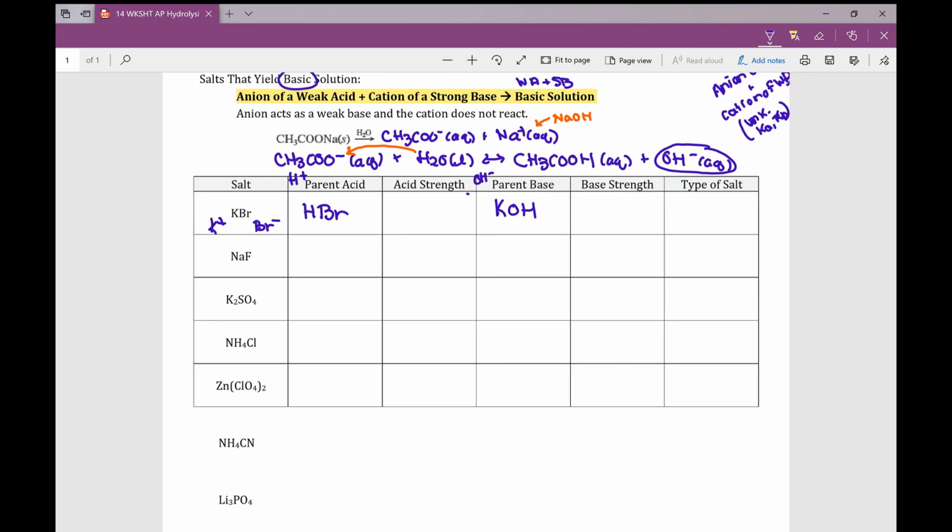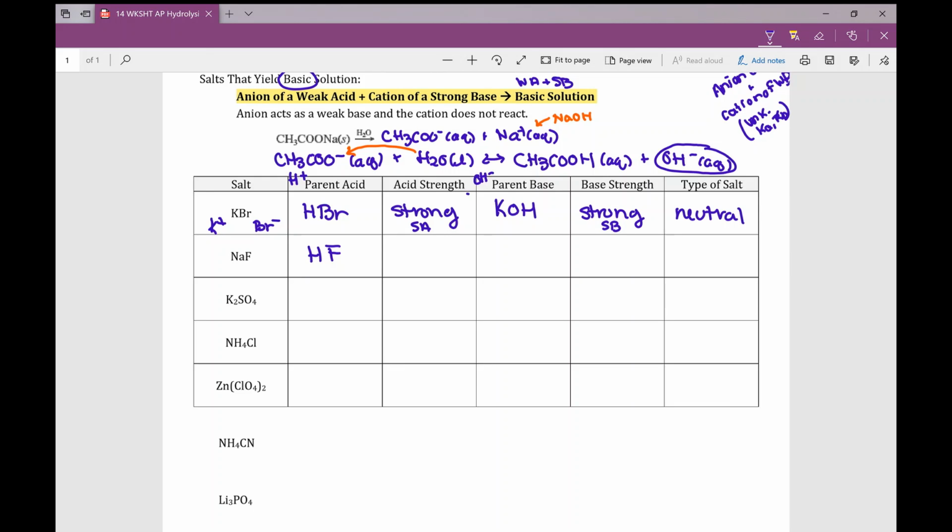So HBr is a strong acid. Potassium hydroxide is a strong base. So the cation and the anion of the salt are both not going to be able to interact with water, and because of that, it will produce a neutral solution. Again, you have your strong acid, strong base, that results in that neutral salt solution.